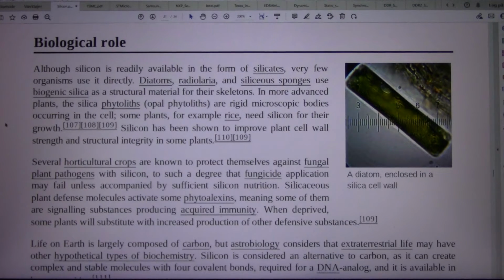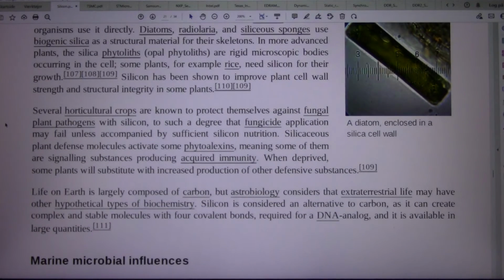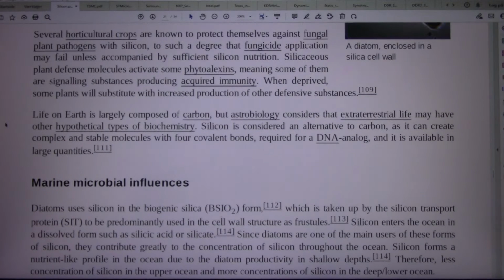Several horticultural crops are known to protect themselves against fungal plant pathogens with silicon, to such a degree that fungicide application may fail unless accompanied by sufficient silicon. Nutrition. Silicaceous plant defense molecules activate some phytoalexins, meaning some of them are signaling substances producing acquired immunity. When deprived, some plants will substitute with increased production of other defensive substances.